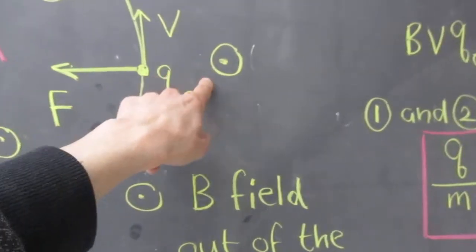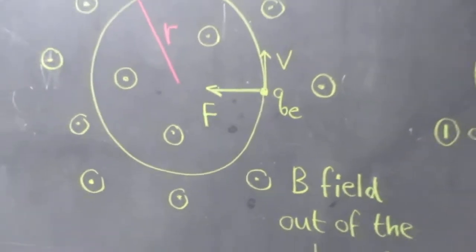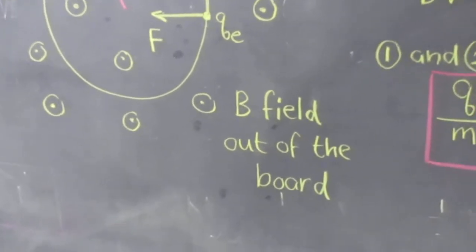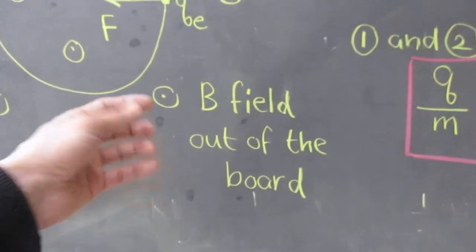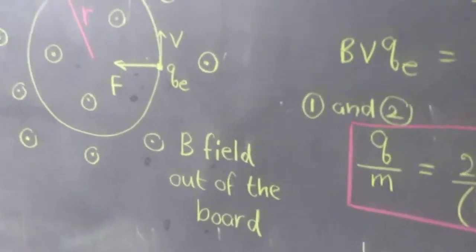force, and the magnetic field vectors are all perpendicular to each other. And its motion is determined by the right-hand rule. So this magnetic field, as written here, is coming out of the board in this diagram. So it's a three-dimensional picture we're looking at.